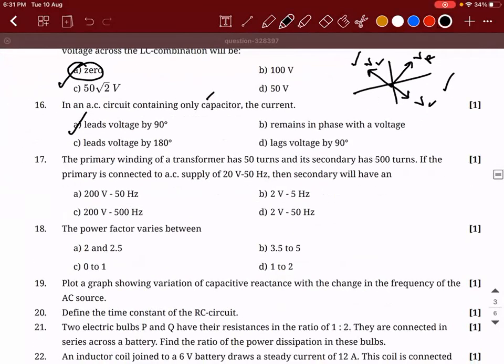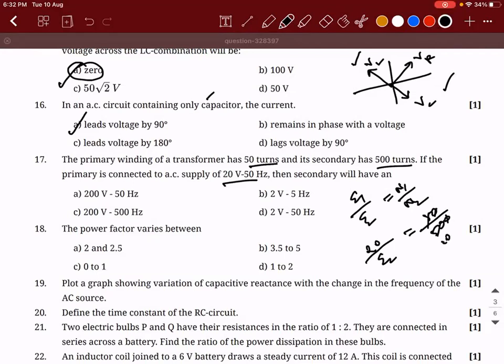17. The primary winding of a transformer has 50 turns and secondary has 500 turns. The primary is connected to an AC supply of 20 volt, 50 hertz. Then the secondary will have. So E1 by E2 is equal to N1 divided by N2. What is the value of E1? 20 divided by E2 is equal to N1 is 50, N2 is 500. Cancel 10 times. So E2 will be 200. So 200 volt and the same 50 hertz. It is a step up transformer.